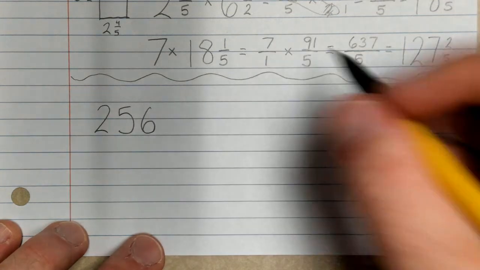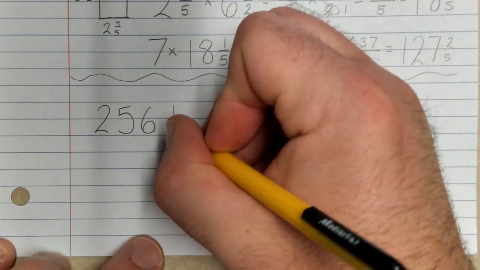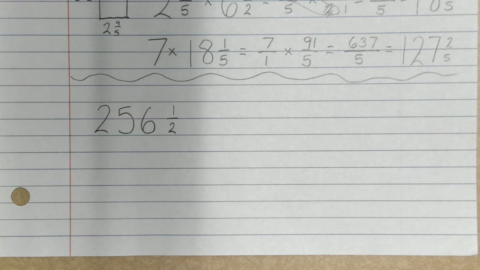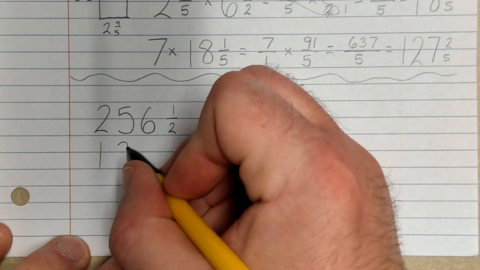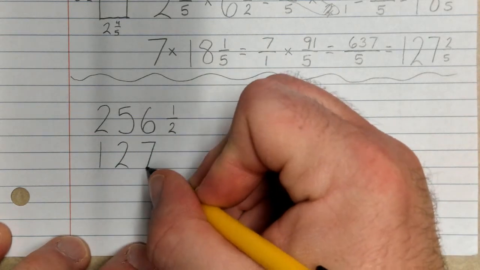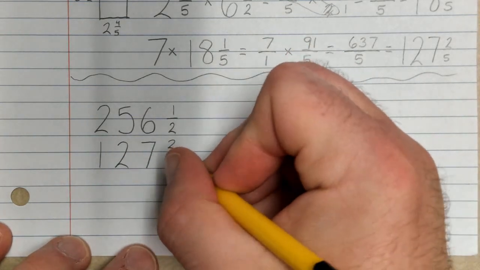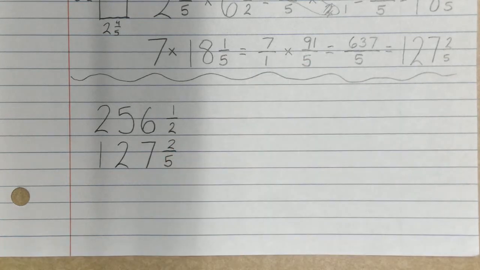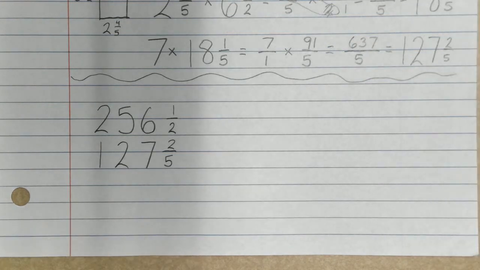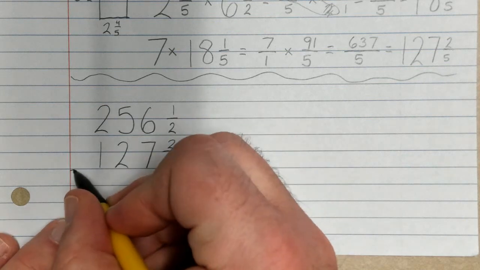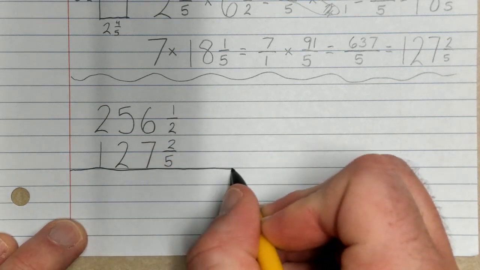256 and 1/2 square feet. Those are the first type of window. We're going to add that to 127 and 2/5 square feet of glass. I'm double checking to make sure that I copied everything down correctly. Looks pretty good. So let's add this thing together.